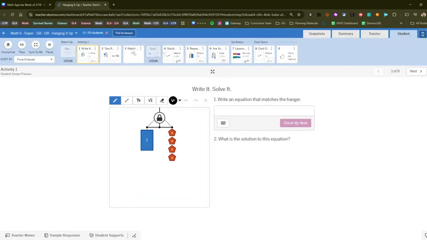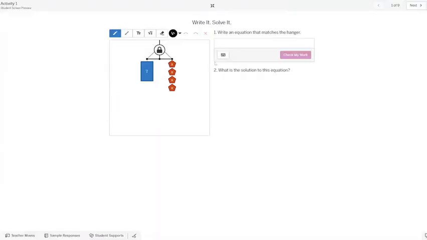You'll notice that I hid some slides here to simplify it for you. Please take a look at slide 1. Write it and solve it. Write an equation that matches the hanger. Go ahead and pause the video. See if you can type in the equation that you see here.